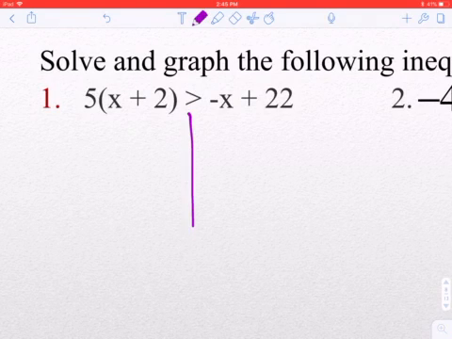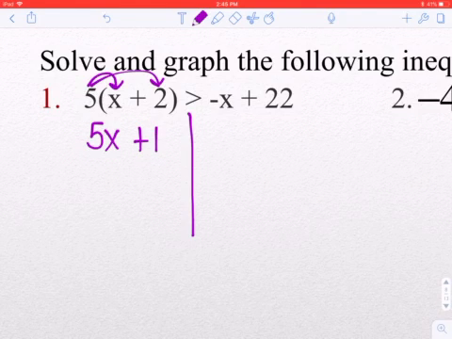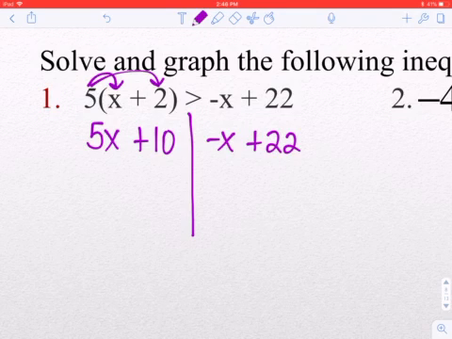On number 1, your first step is to get rid of the parentheses. So I would start by distributing the 5. 5 times x is 5x, and 5 times 2 is 10. The right side is completely simplified, so we can just leave it like that. Now we have variables on the same side. So the smaller one is going to be your negative x. To move over negative x, we're going to add it to both sides.